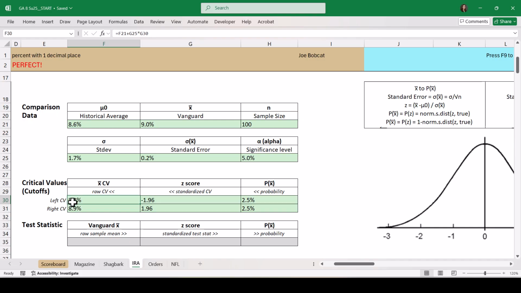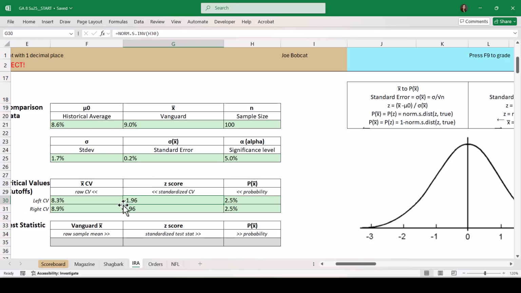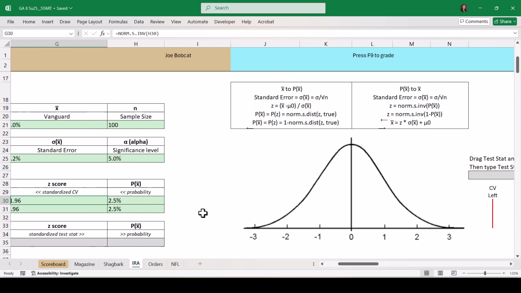So if our mean is below 8.3%, we'll say Vanguard is less than the historic average. If we observe a sample mean greater than 8.9, then we'll say Vanguard is higher than the historical average. And this is what it is in terms of z-scores or standardized critical values. We have a critical value of negative 1.96 and positive 1.96.